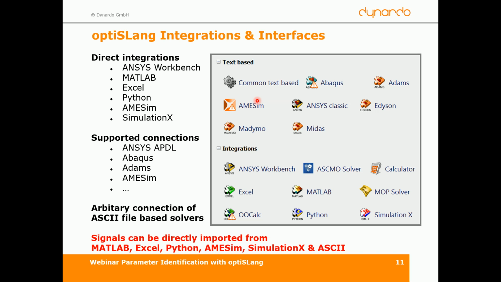Another integration is the product ANSYS Workbench OptiSlang plugin, and in this plugin we have the modules sensitivity, optimization, robustness, and signal processing, which are simply connected with the parameter set by drag and drop into the project schematic of Workbench.